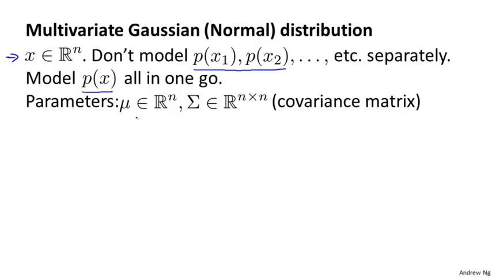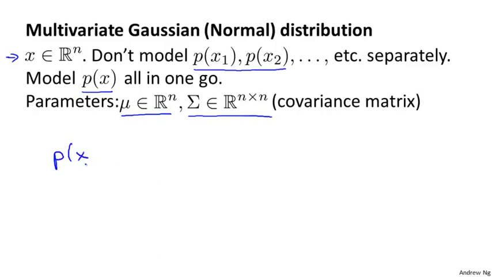So the parameters of the multivariate Gaussian distribution are mu, which is a vector, and sigma, which is an n by n matrix called a covariance matrix. This is similar to the covariance matrix that we saw when we were working with the principal components analysis algorithm. For the sake of completeness, let me just write out the formula for the multivariate Gaussian distribution.